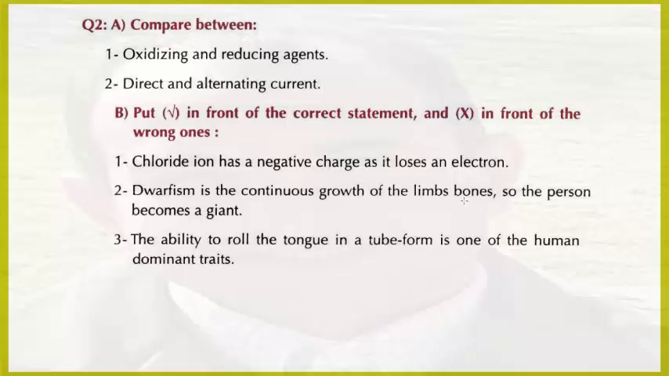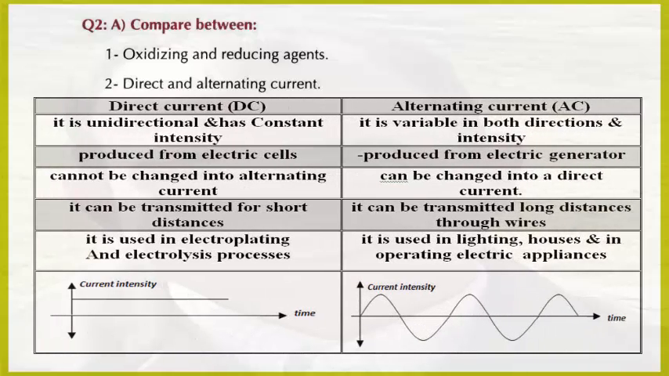Number 2, direct and alternating current. Direct current is unidirectional, has constant intensity. It's produced from electric cell, can't be changed into alternating current, can be transmitted for short distance. It's used in electroplating and electrolysis process.